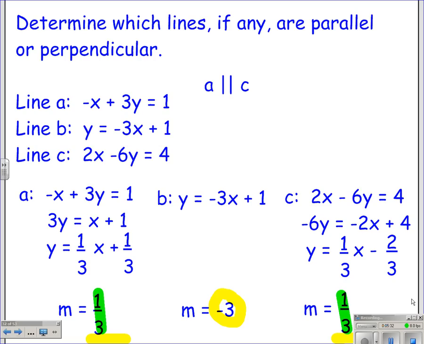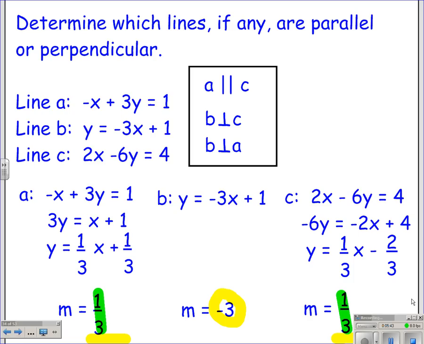Then, please notice that -3 is a negative reciprocal of 1/3. So since we have slopes that are negative reciprocals, we can say that B is perpendicular to C and B is also perpendicular to A. So we're looking for these three answers: A is parallel to C, B is perpendicular to C, and B is perpendicular to A.